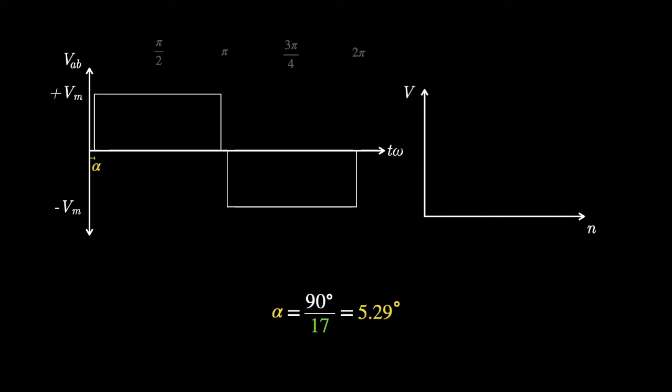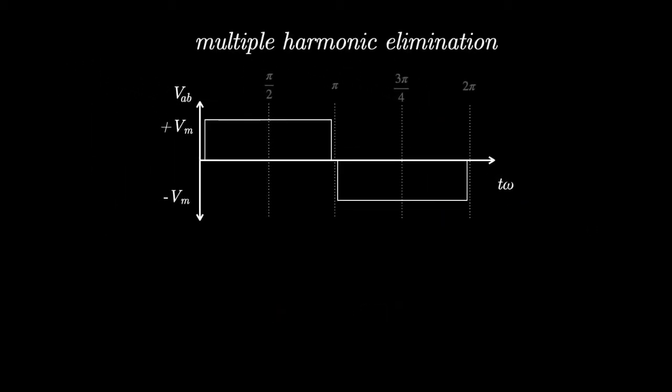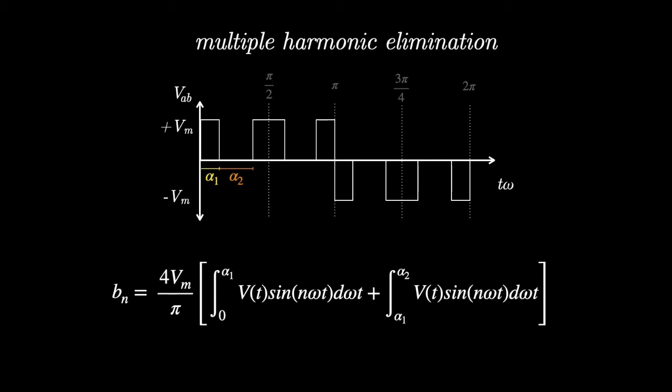If we want to eliminate two harmonics, we will need two angles. This time, we will call them alpha 1 and alpha 2. Now, our Vn will be given by the next equation, which is equal to 4 times V maximum over pi times the integral from 0 to alpha 1 of V of t times sine of n omega t d omega t plus the integral from alpha 1 to alpha 2 of V of t times sine of n omega t d omega t.